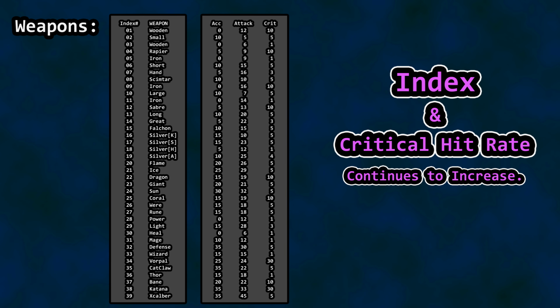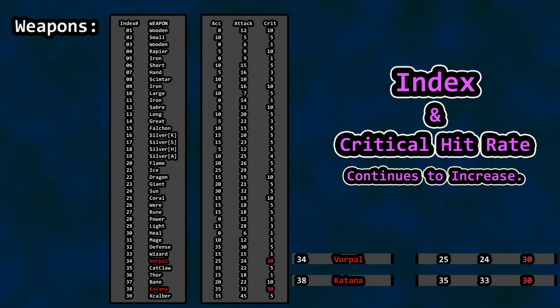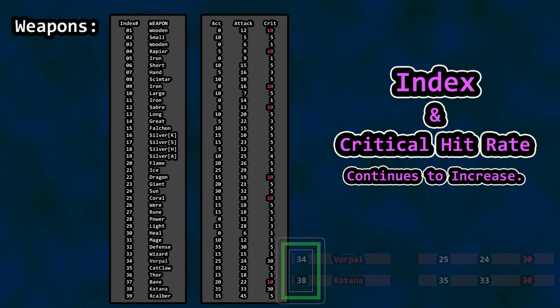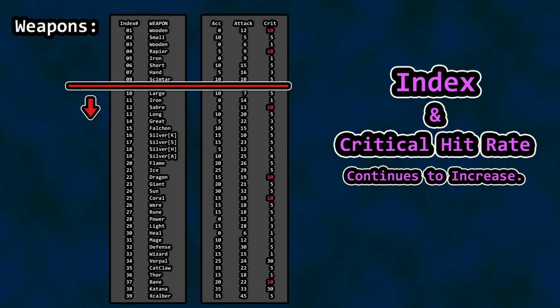Of the 40 weapons stored in the ROM, the highest critical hit rate is a value of 30 for 2 late-game weapons, the Vorpal and Katana. By the time you reach those 2 weapons, the index exceeds 30. The second highest critical hit rate is 10. So that means that every weapon from this point down is guaranteed to have a higher critical hit rate than what is defined in the ROM for it.